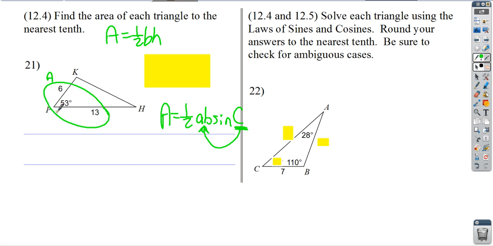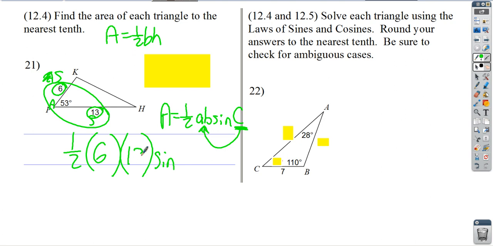There's a side, there's an angle, and that's a side. So basically you get what's called an SAS, or a side angle side triangle. And all you need to do is plug those values in to solve. So 1/2, there's side A, there's side B, and there is the sine of C, the sine of that angle.